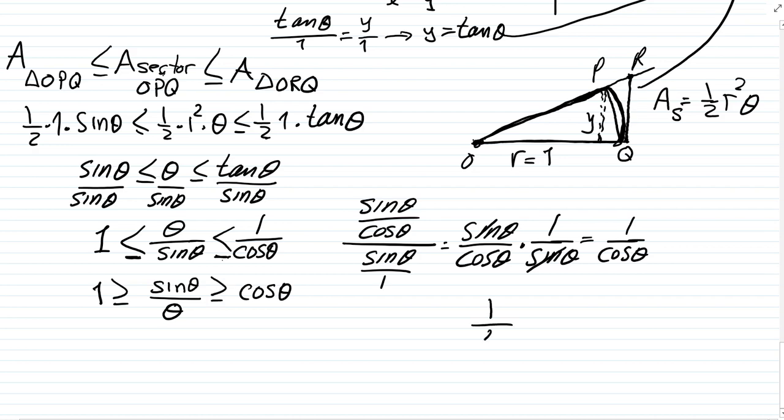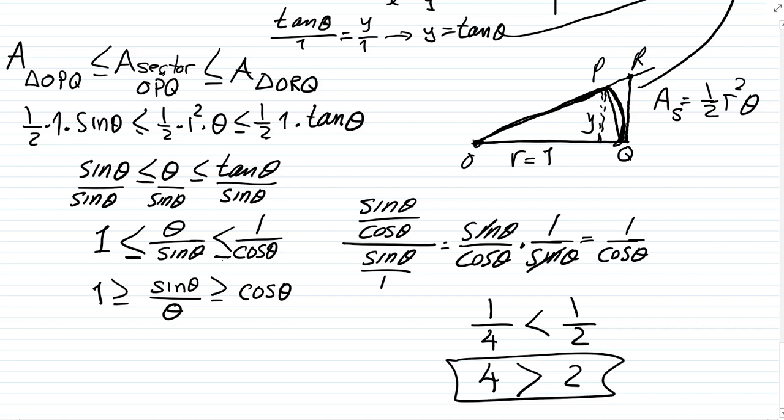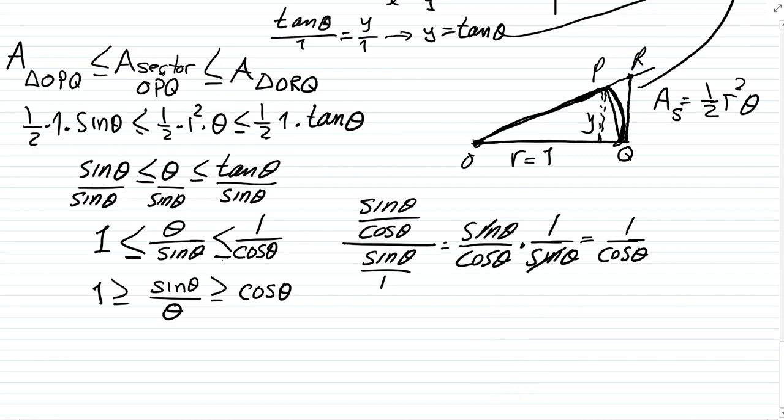Let's say I have 1/4 is less than 1/2. Agree? If I flip the fraction, this becomes 4, that becomes 2. I need to change the direction. So when I change the direction, now it reads correctly. So we did exactly just that. Okay, it's for that reason we were able to bound this sine theta over theta.